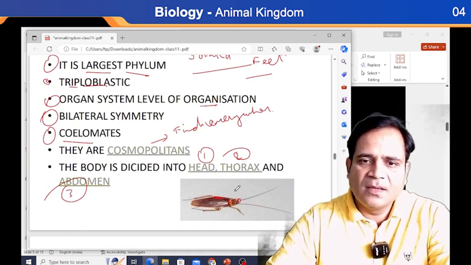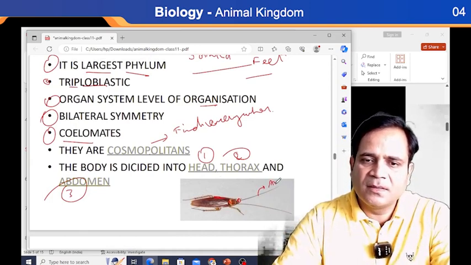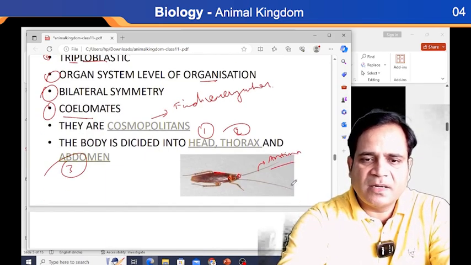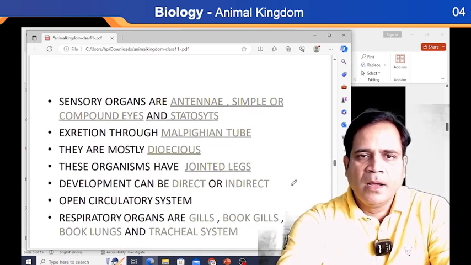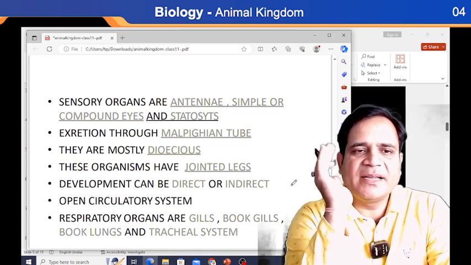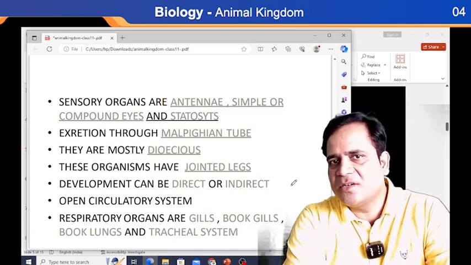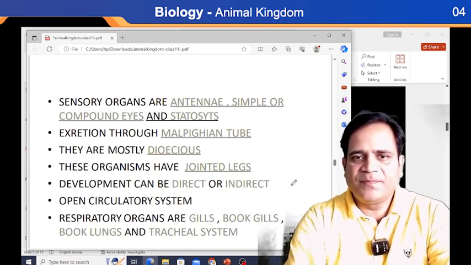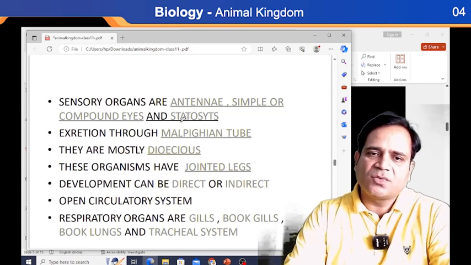See, this one is what? Antenna. This antenna is responsible for what, my dear? Sensory organ. What is the meaning of sensory organ? Which receives the senses from any change in the environment. Simple or compound eyes, statocyst is here.